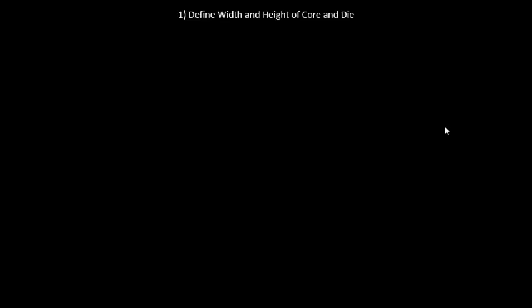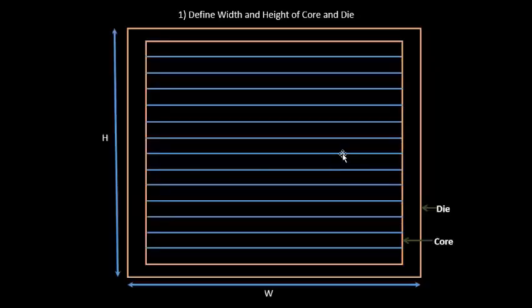Hello everyone. In this section, we will try to understand how we come up with the width and height of core and die. In the physical design overview flow, this was the first step: to define the width and height of the core and the die. So in this section, let us try to understand how we come up with the values of W and H.